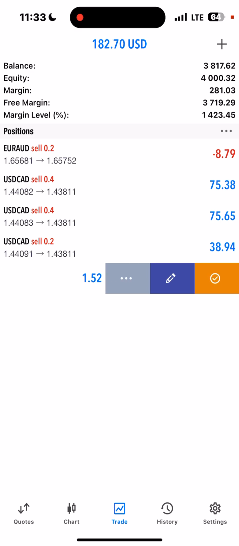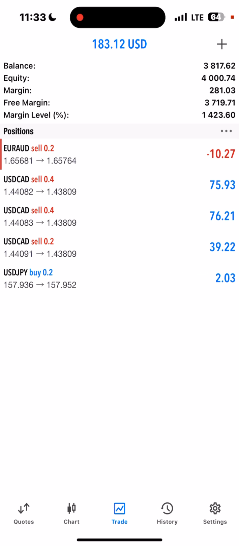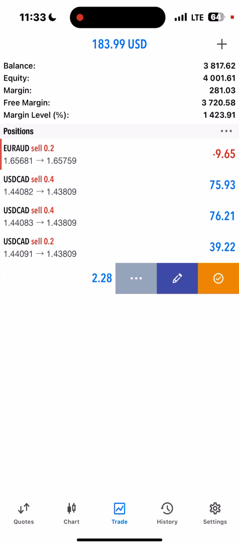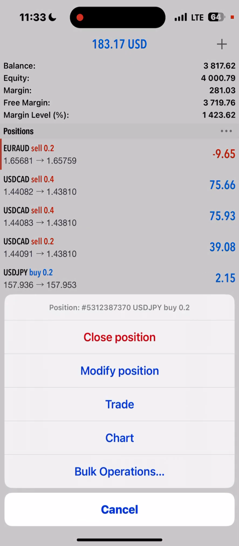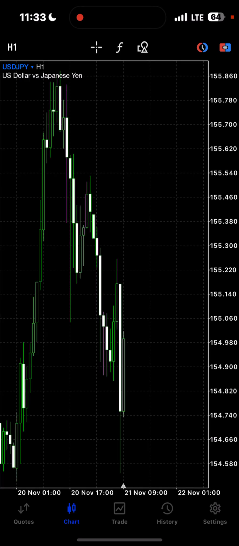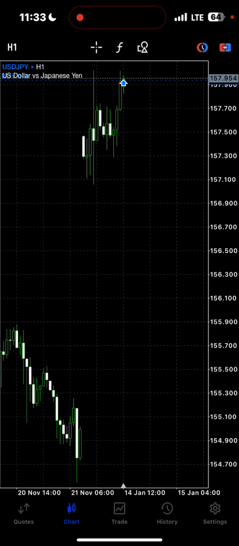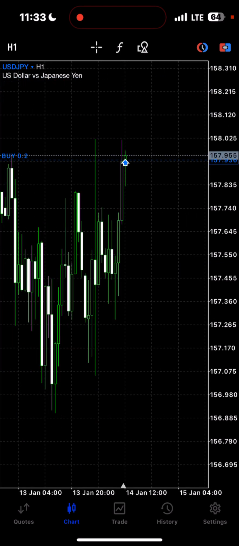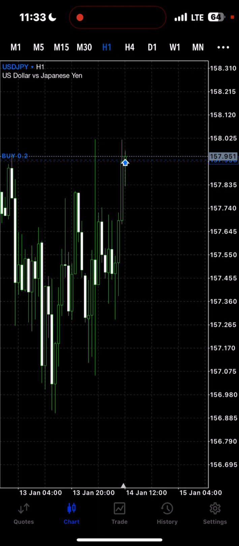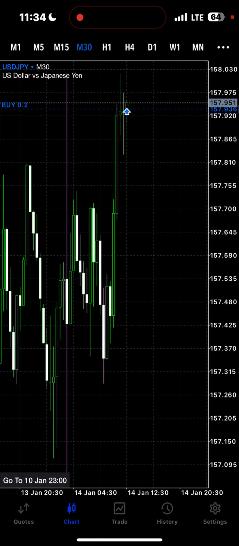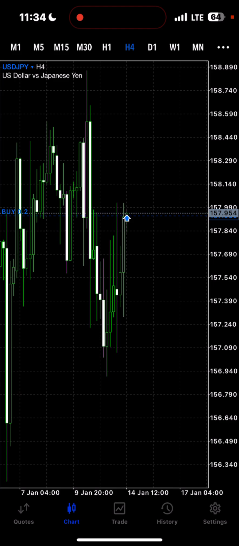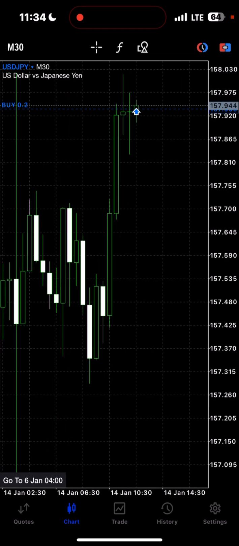Now let's set TP and SL, that's take profit and stop loss, for USD JPY. So we click on the three button icon and we click on charts. You can see charts down there. You click on charts. So this is my USD JPY. Now another difference between your Android and your iPhone is that the time frame, you cannot easily change it by just tapping the screen. On the left hand side at the top, you will see something called H1, and that H1 is your time frame. You can change it to 30 minutes, 4 hours, any time frame you like. So let's put it at 30 minutes. You see something like this.